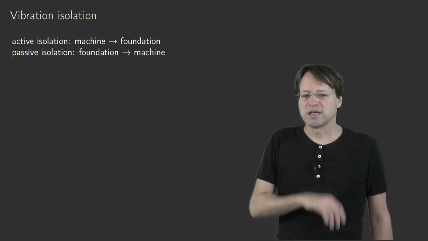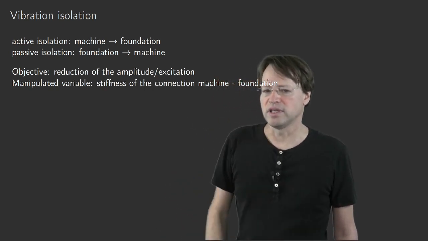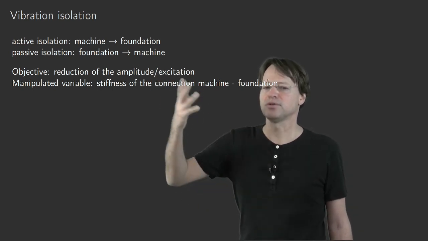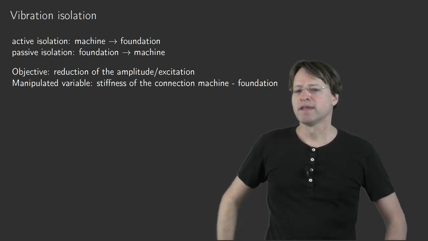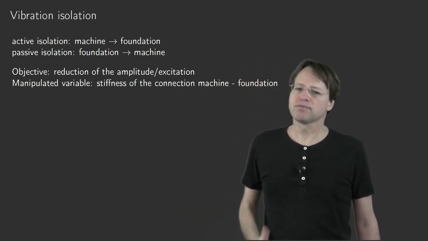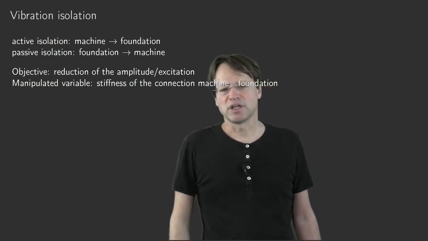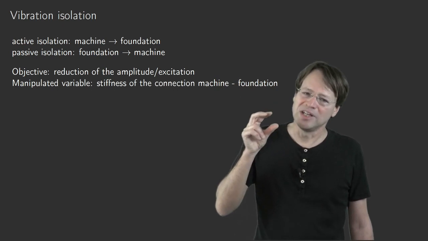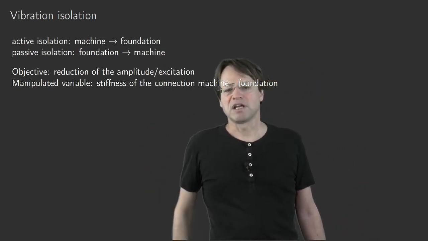We would like to get some kind of reduction of the amplitudes of the excitation, for example, of the forces that excite the machine, of the amplitudes of these excitation forces that act on the machine. And we would like to see less amplitudes, for example, on the foundation. That would be a good active vibration isolation. The same for passive vibration isolation. There are some kind of amplitudes of the motion of the foundation, and we would like to see smaller amplitudes for the displacements of the machine.